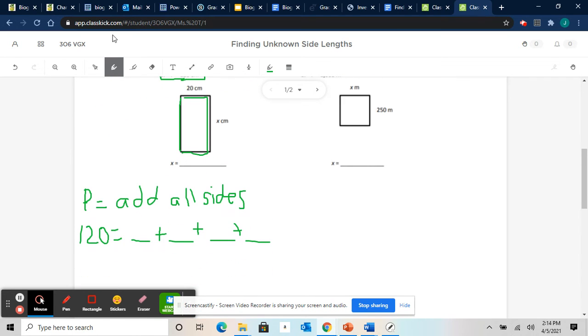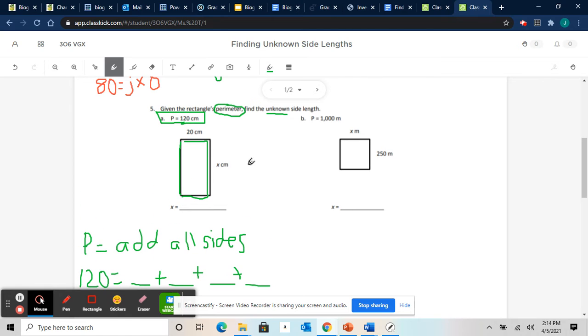Now, we have to think about, well, how are we going to figure this out? They only give us one side length. How am I going to know this? This is where knowing the attributes of rectangles comes in handy, right? We know that a rectangle has 2 pairs of parallel sides that are equal in length. That means that this side equals this side, and that the top and bottom equal each other. That means that if the top is 20, the parallel side is also 20, which means the bottom's 20 centimeters.